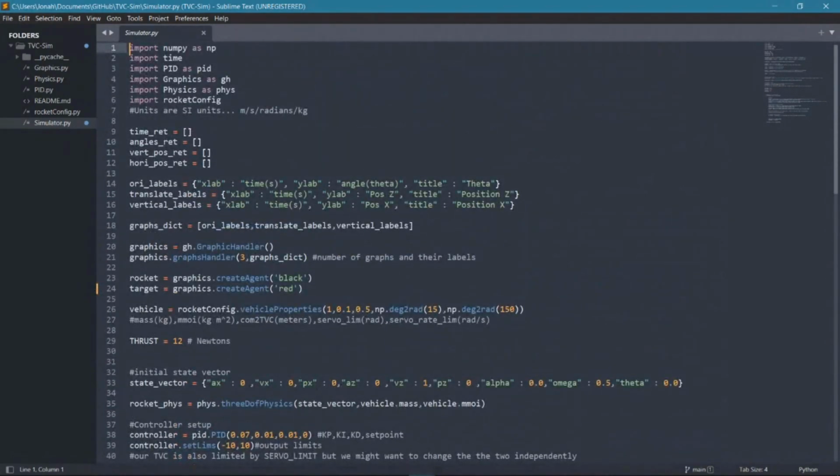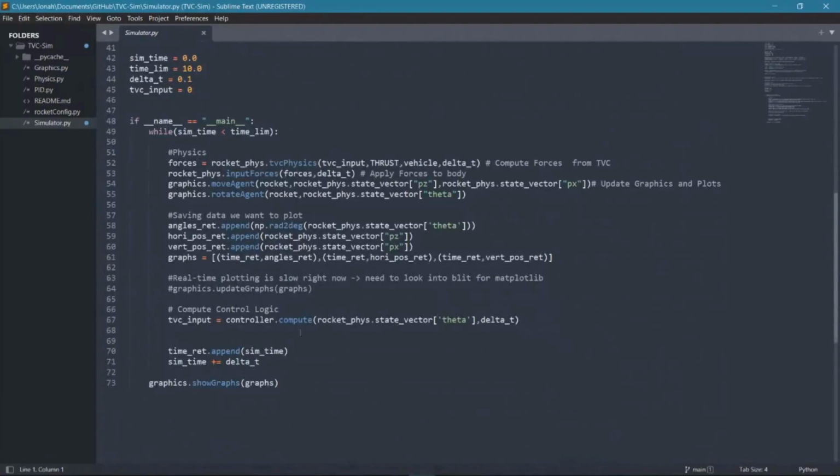So this is the main file of it. I tried my best to break it down simply so that there's a physics section, this is where we plot the stuff, and then we have the compute, the control stuff. And it's super simple. If I run it, it will hopefully work.